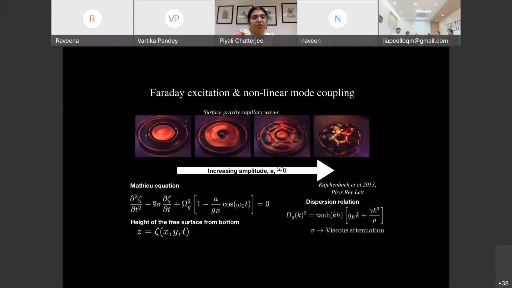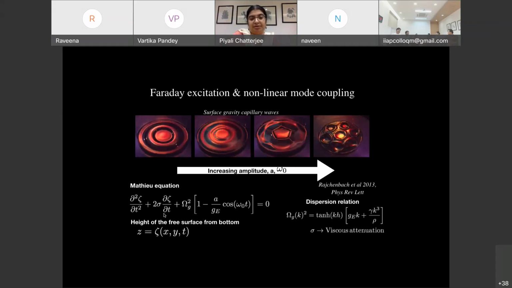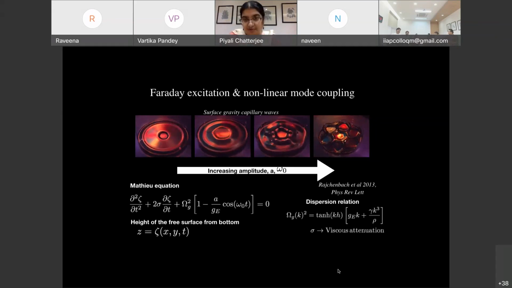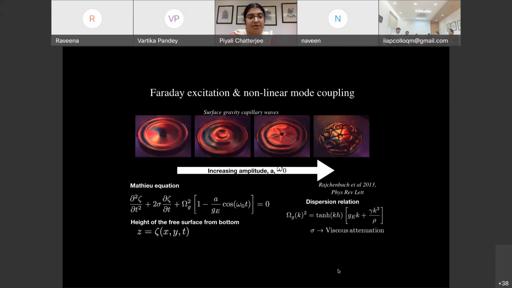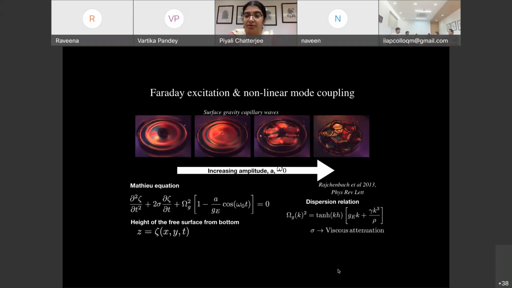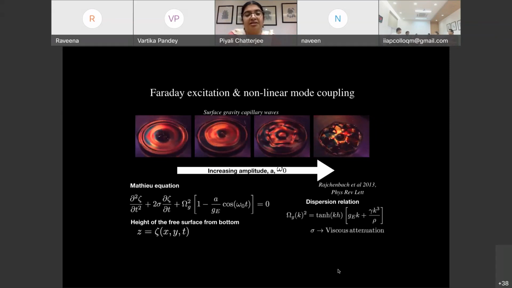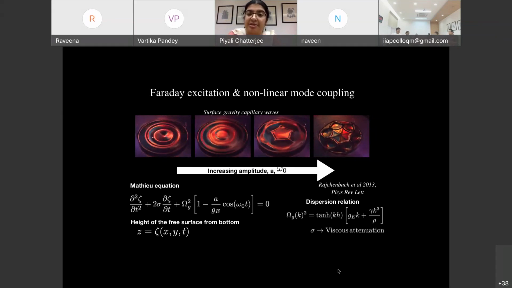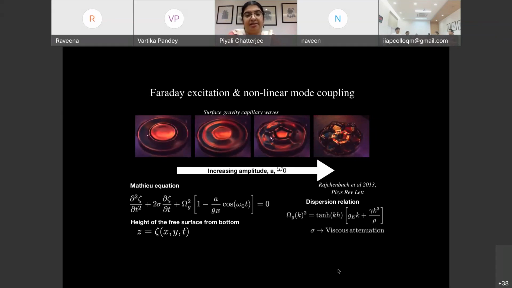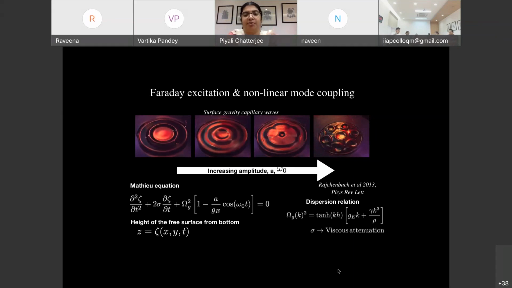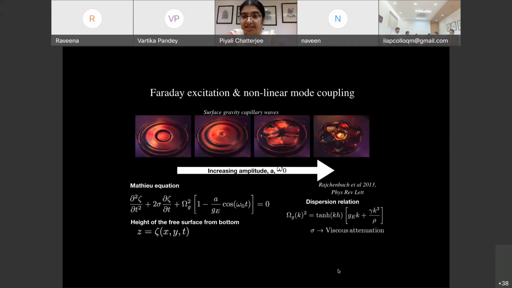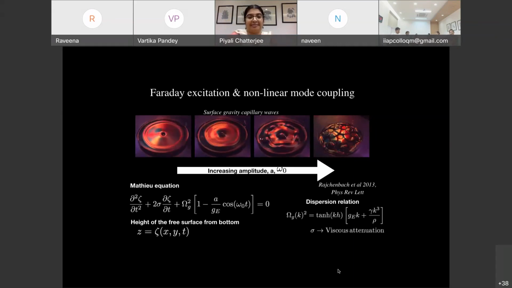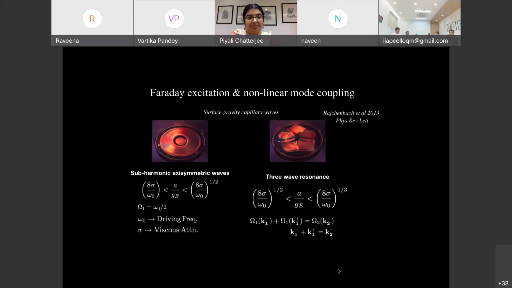In this Mathieu equation, you also have another term, which is known as the viscous attenuation. Of course, fluids have viscosity, so you have viscous attenuation. That's why you call it damped. So this equation describes the Faraday excitation when the amplitudes are very small. This is almost in a linear regime, but it actually explains a very simple thing, which is known as nonlinear resonant coupling or mode coupling.